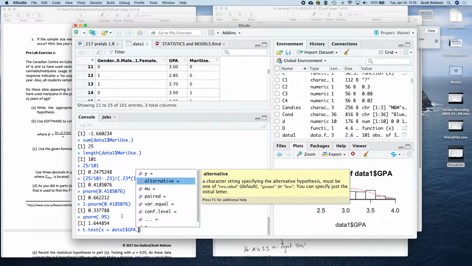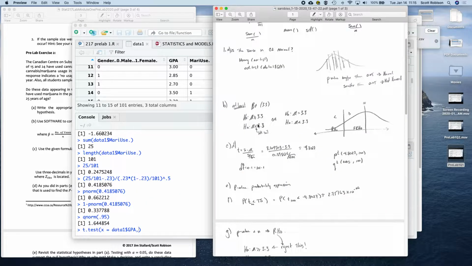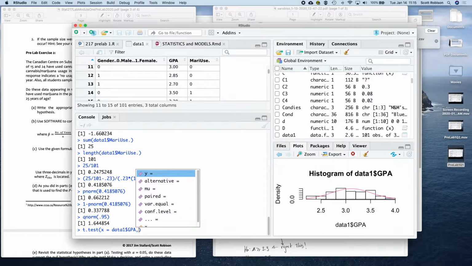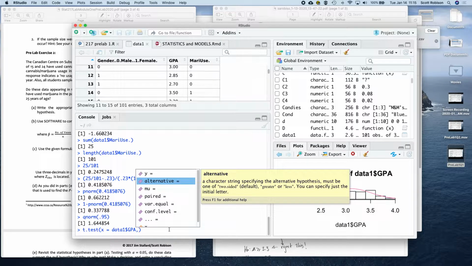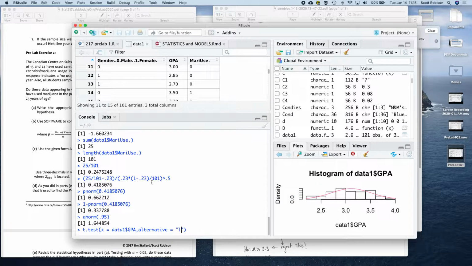What else do I need to do? I need to tell R what the sign in the alternative is. So here the command is alternative. What's the sign in the alternative hypothesis? You can see it's a less than sign. I've got the option of writing two-sided, greater, or less. So here's a lower-tailed test, so I would say the sign is the less than sign in the alternative.